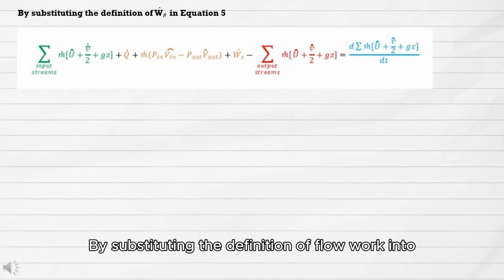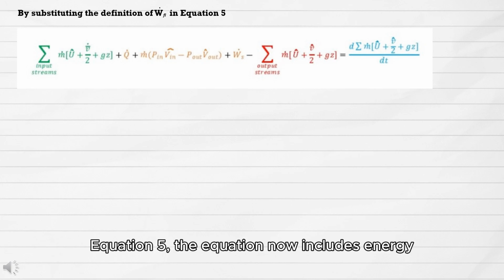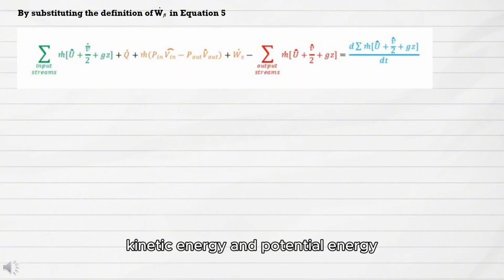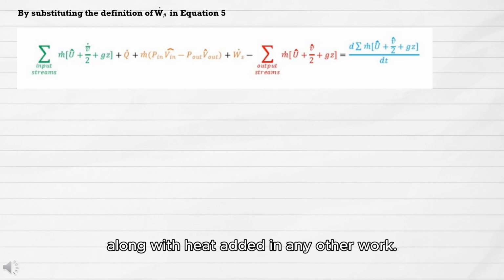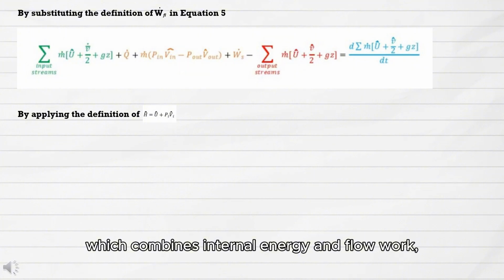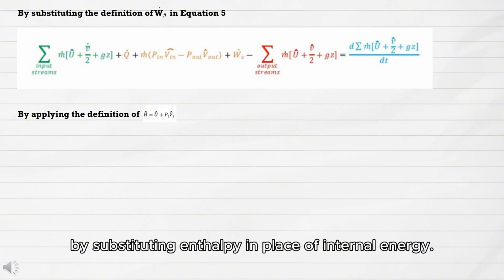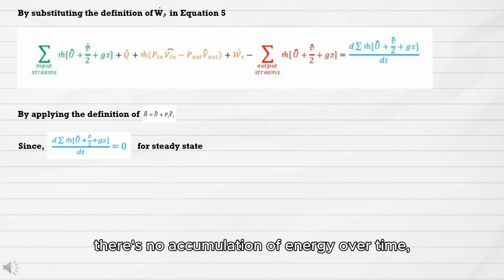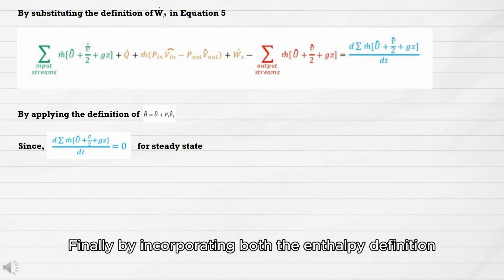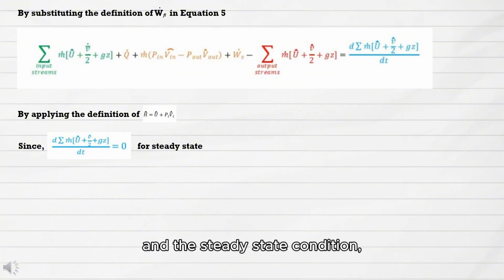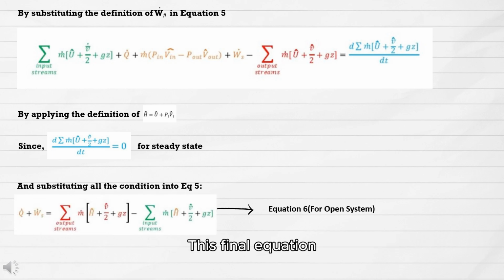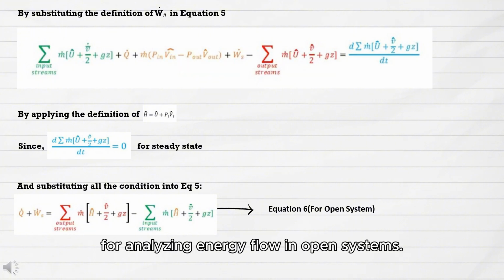By substituting the definition of flow work into equation 5, the equation now includes energy terms for both the input and output streams, including internal energy, kinetic energy, and potential energy, along with heat added and any other work. Next, we apply the enthalpy definition, which combines internal energy and flow work, by substituting enthalpy in place of internal energy. For a steady-state system, there's no accumulation of energy over time, so the rate of change of stored energy becomes zero. Finally, by incorporating both the enthalpy definition and the steady-state condition, we arrive at the simplified energy balance for an open system, known as equation 6. This final equation provides a clear framework for analyzing energy flow in open systems.